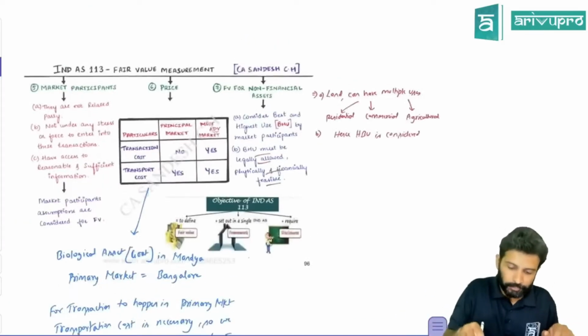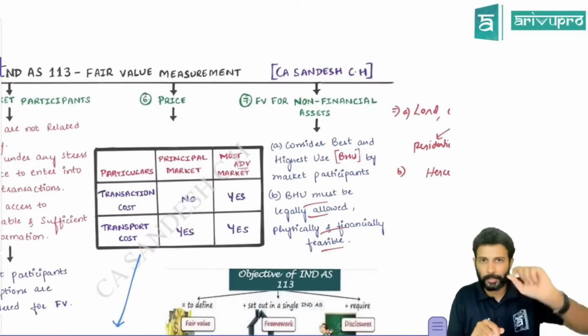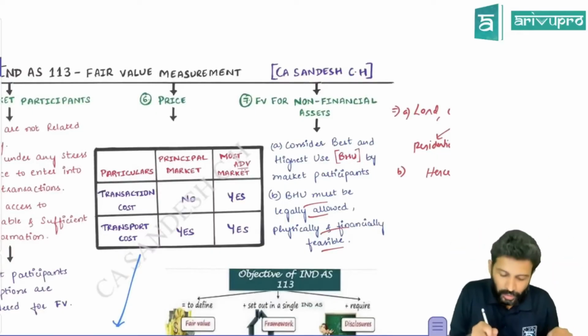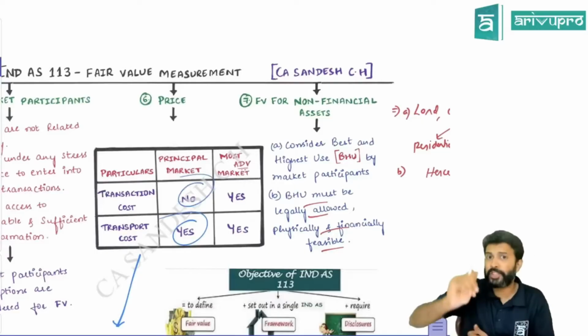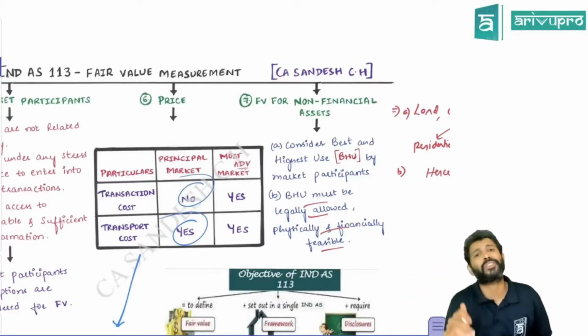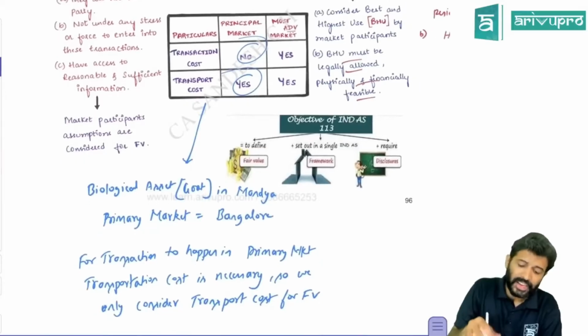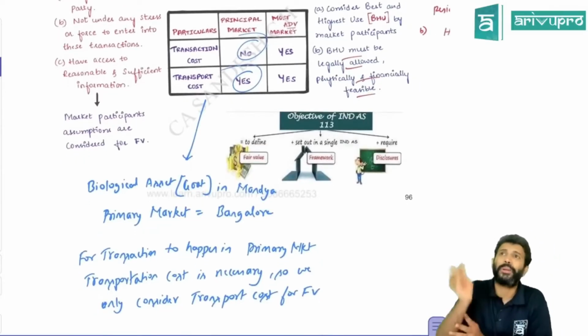Now, whenever you're finding fair value from the principal market or most advantageous market, transport cost should always be added. Transaction cost should never be added. Transportation cost is always added. Transaction cost is not considered. Why? Because transport cost is necessary to bring the asset to that market.